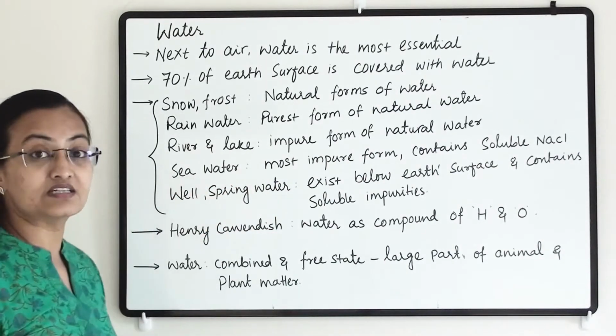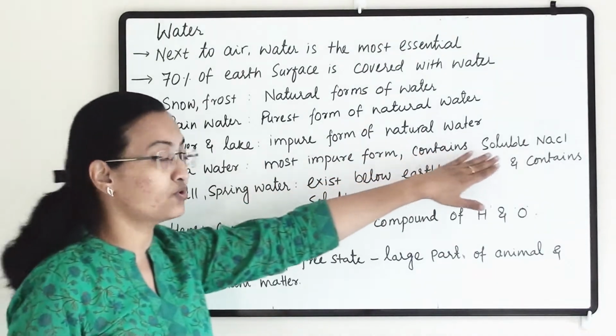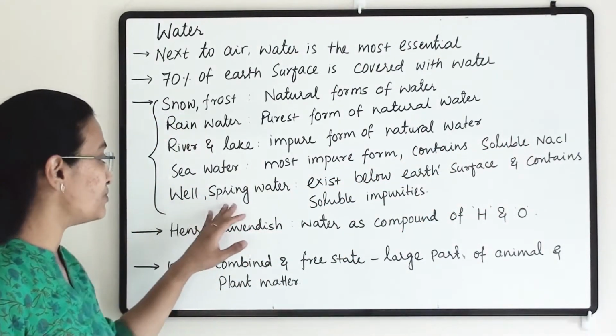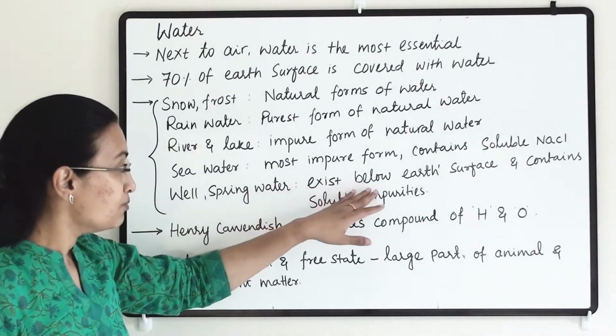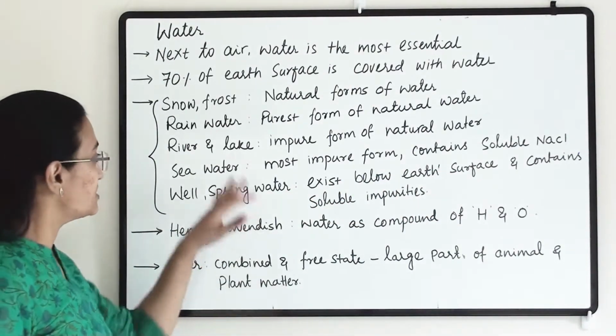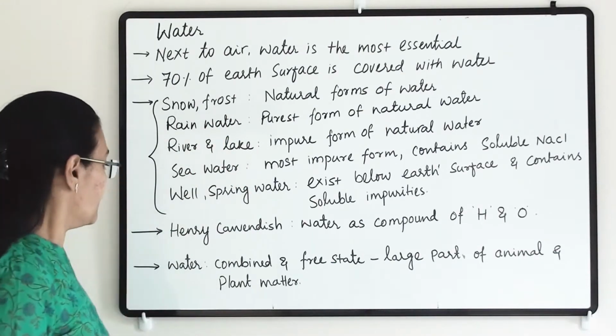Sea water is considered to be the most impure form as it contains soluble sodium chloride, that is NaCl. Well and spring water exist below the earth's surface and contain soluble impurities. So these are the sources of the water which we are using on the earth.